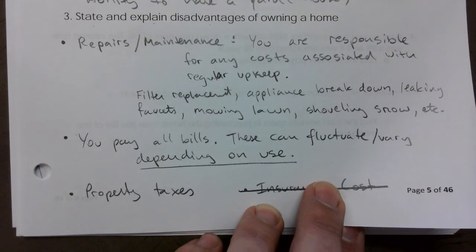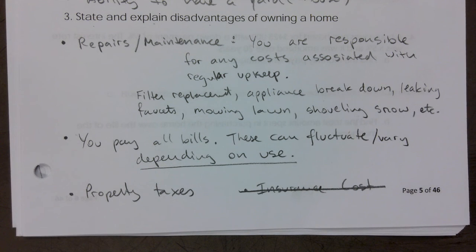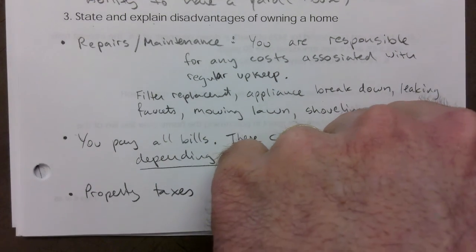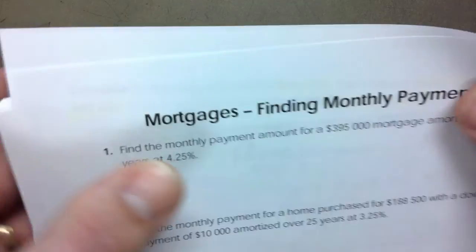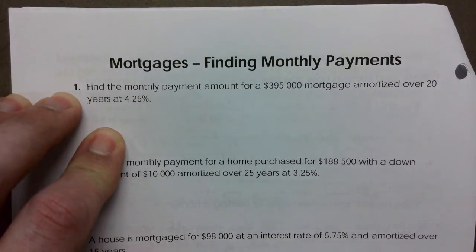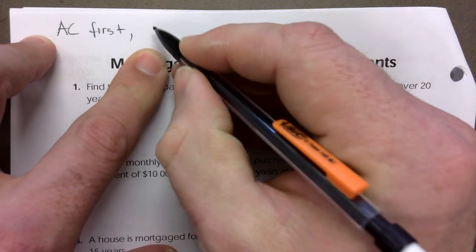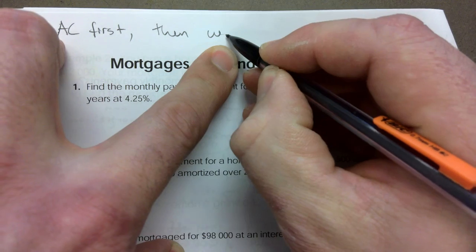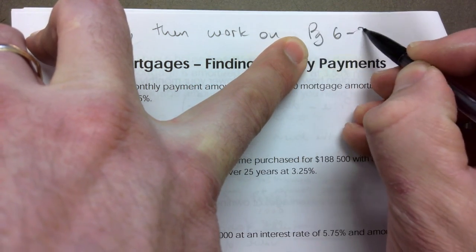Now, we're going to take a break here. I'm going to give you the AC right now to work on. And then once you're done your AC, some of you are going to be done sooner than others. I want you to go to page 6, that's right on the back side of this. So we'll do AC first, then work on page 6 to 8.